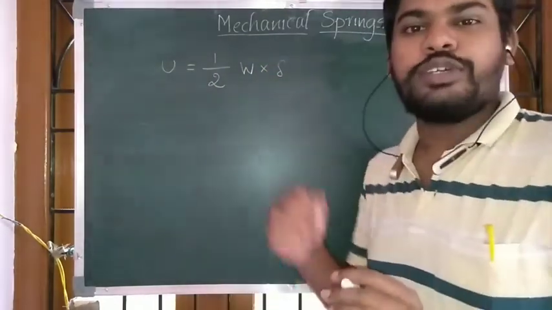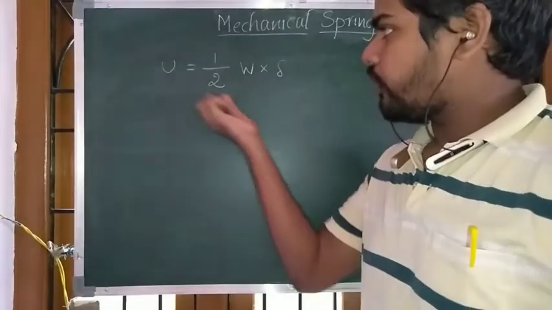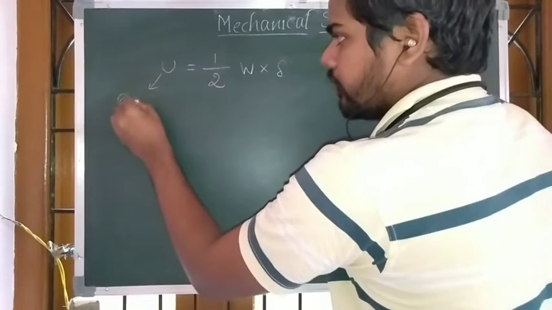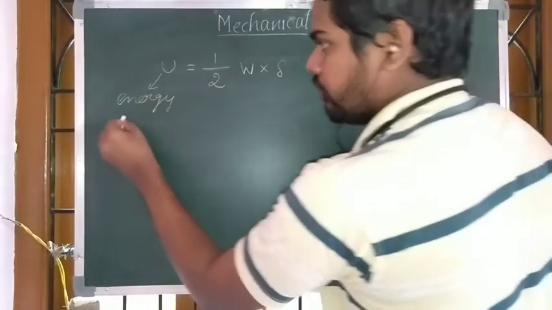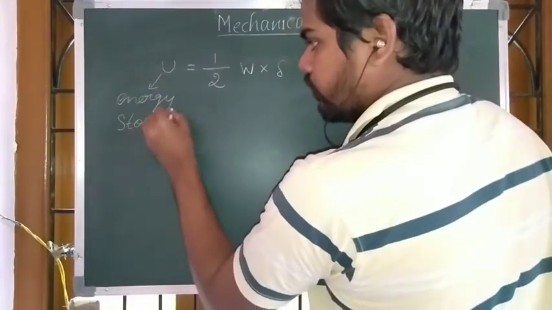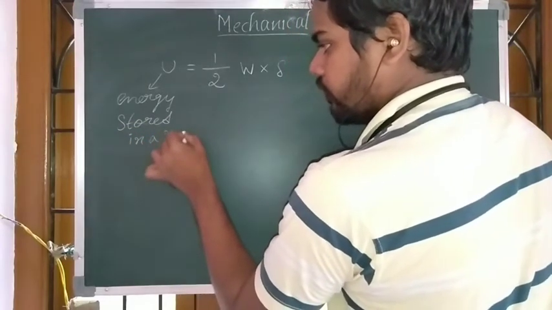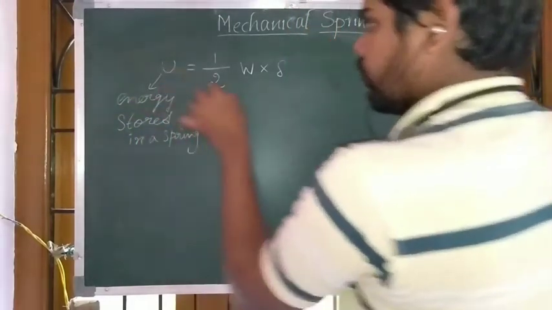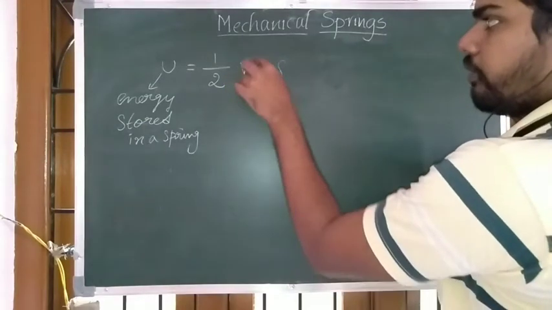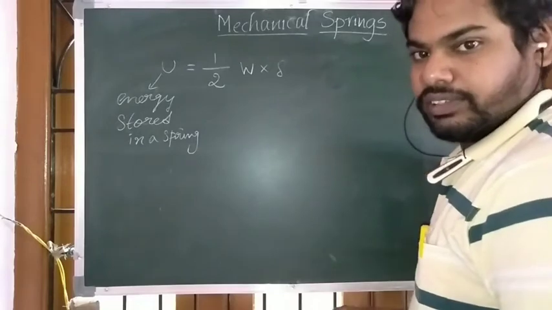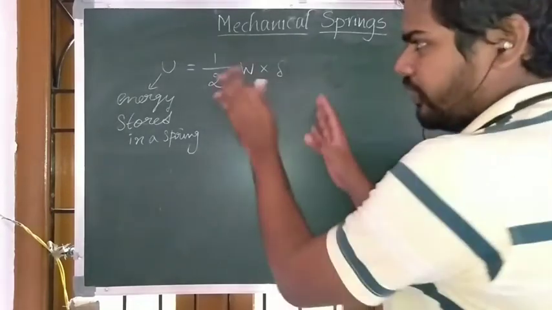Let us see how this relation comes. U is equal to half into W into delta, where U is the energy stored in a spring, W is the axial load and delta means deflection. Let us see how to derive this relation.